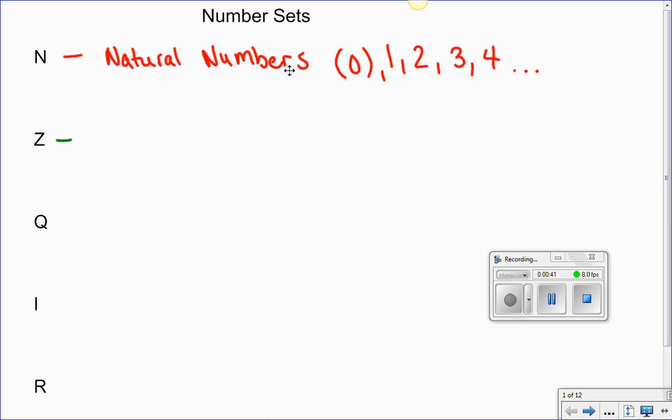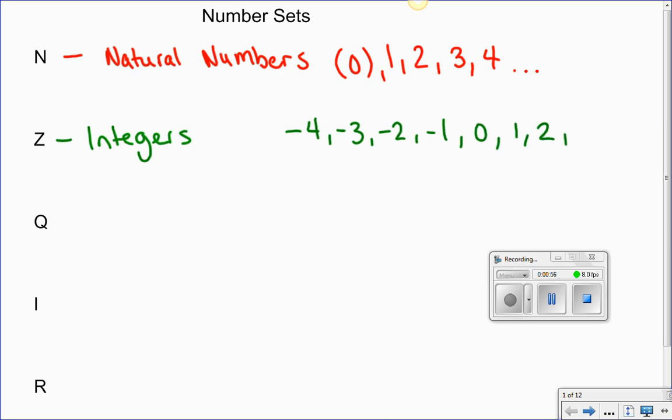Z stands for the integers. These are positive or negative. So this is negative 4, 3, negative 2, negative 1. So positive or negative natural numbers and the number 0.